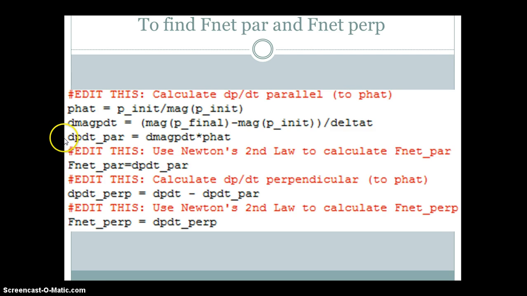This line right here represents the parallel component of dp dt, which is the derivative of the magnitude of the momentum with respect to the time multiplied by the unit vector p hat. I changed the code for these steps to what you see here to make those calculations happen.